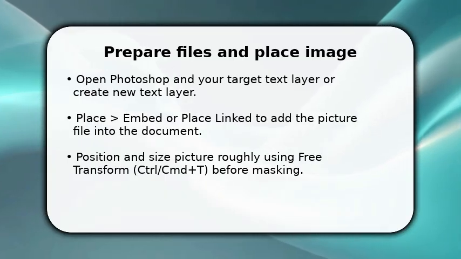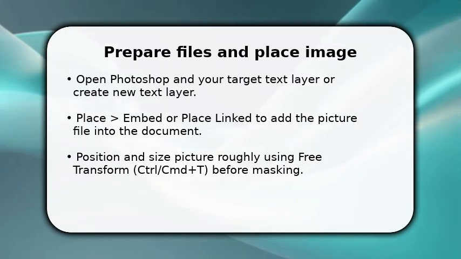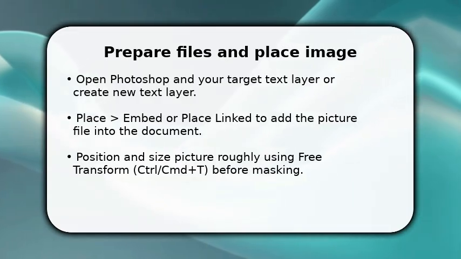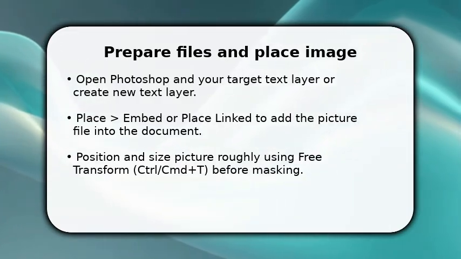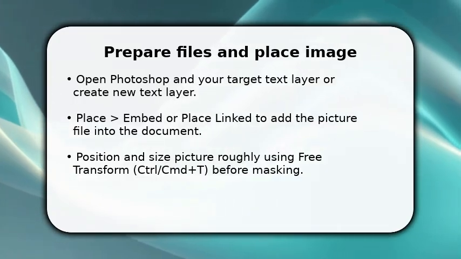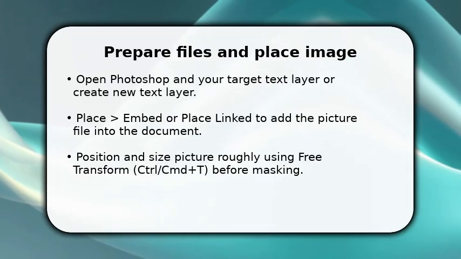You already have Photoshop open and your text layer ready. Start by placing the image into the document. Use File, Place Embedded or Place Link to import the picture, then press Enter. You want the image layer directly above the text layer. Once done, use Free Transform, Ctrl or CMD+T to scale and position roughly.